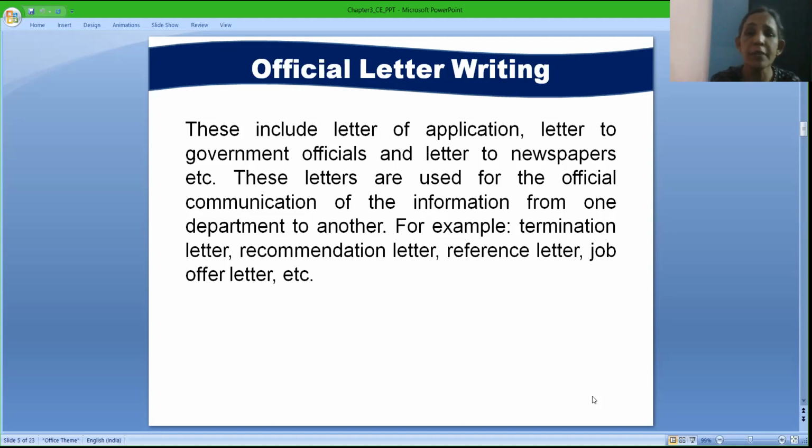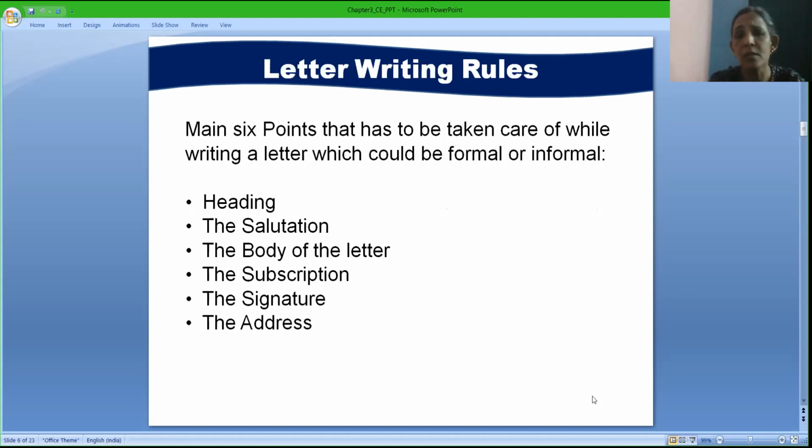When we talk about letters, there is a proper rule of writing them, and in our syllabus we talk only about formal letters. We are not going to discuss the informal way of writing. We are focusing only on the formal way of writing these letters. And when we talk about the formal way of writing a letter, there are 6 different rules that we have to keep in mind when we write a letter.